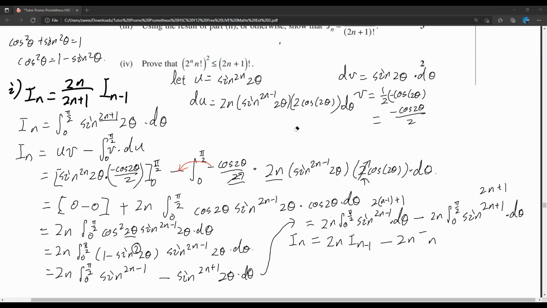Rearranging, right? So let me write the I better because I can't write the letters properly right now. Okay, shift the In onto the left-hand side, I get 2n plus 1 In is equal to 2n I(n-1). And finally, I just get my In equals to 2n over 2n plus 1 I(n-1). And that is my part 1 proved.